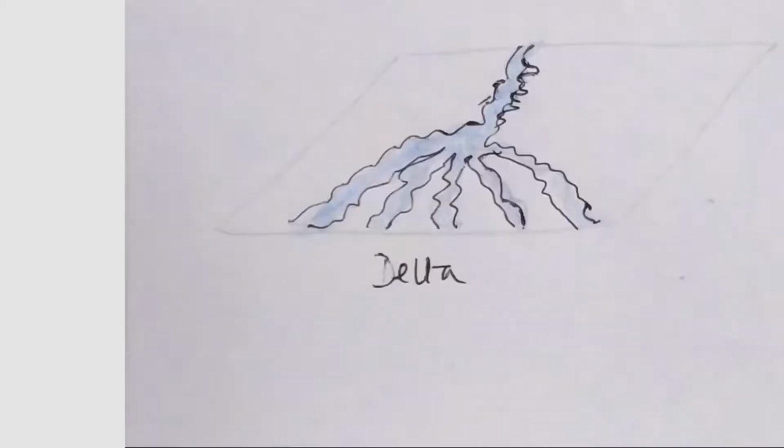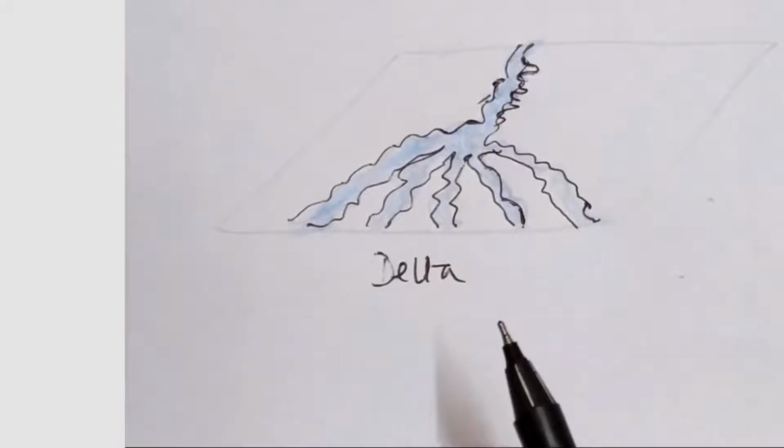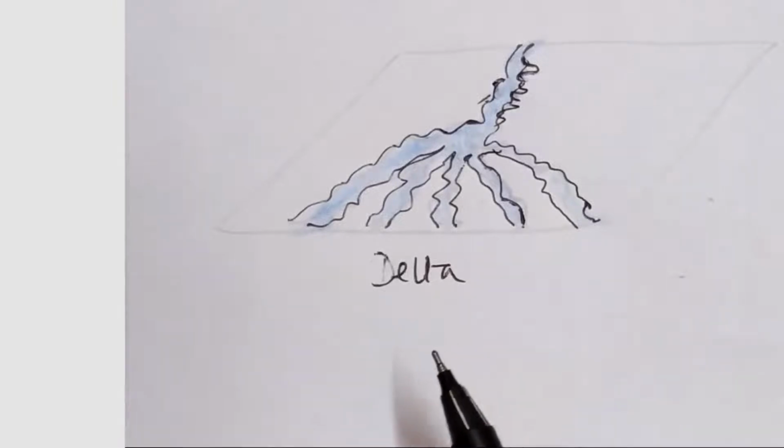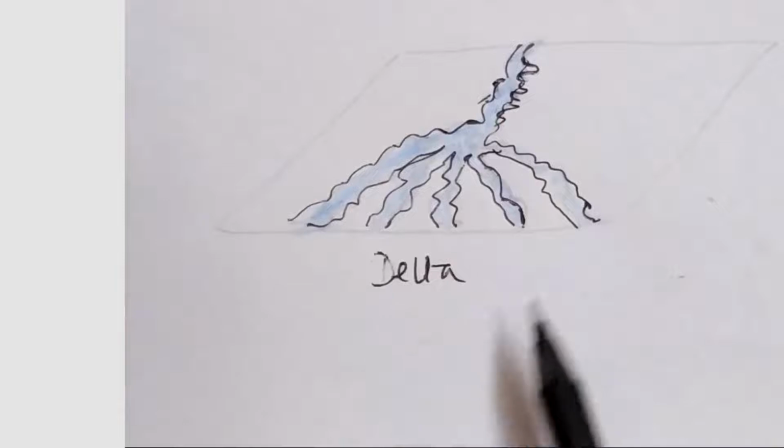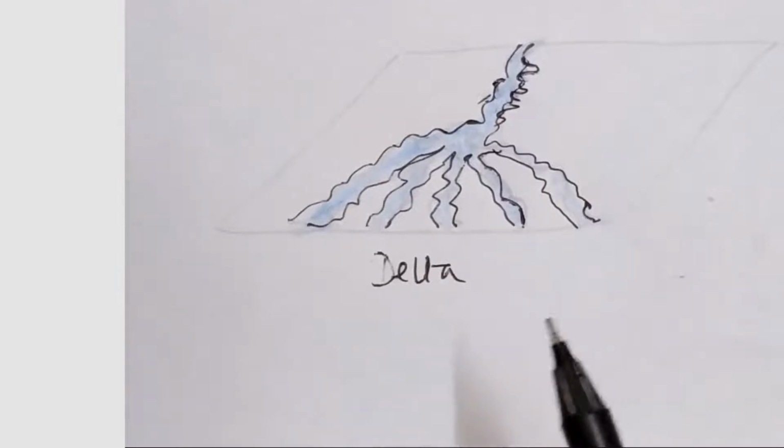Got it? The next landform created by the action of a river is delta. Delta is a depositional feature of a river formed at the mouth of a river. You know what is the meaning of mouth? Where the river joins a sea or lake is called the river mouth.